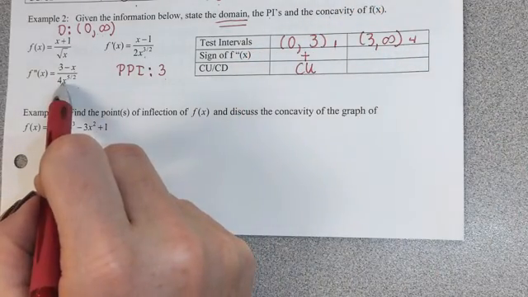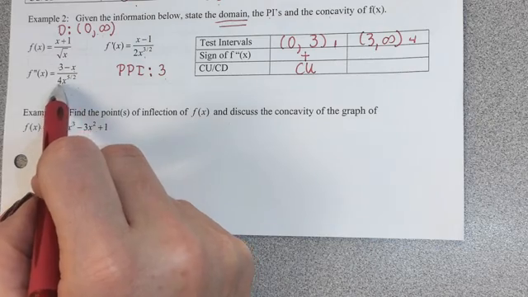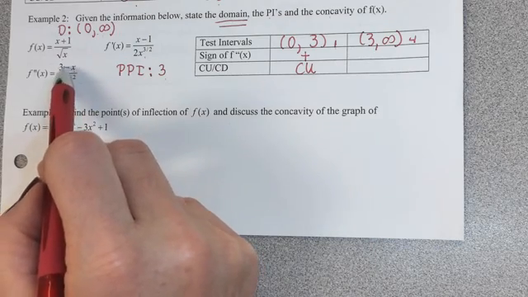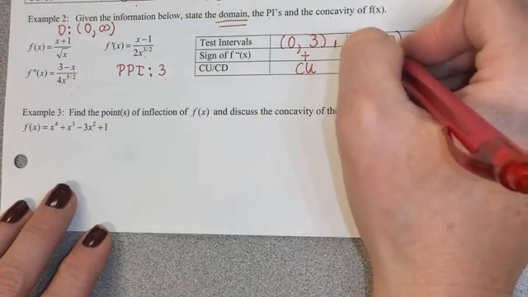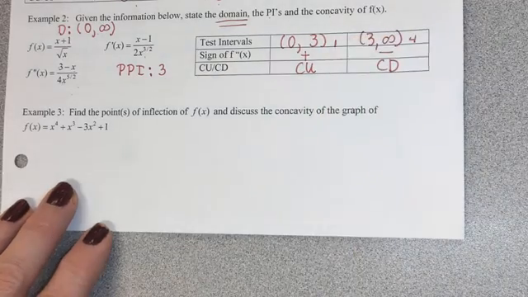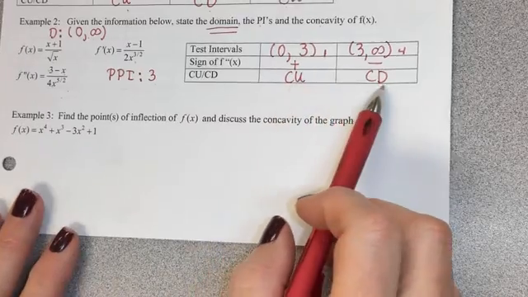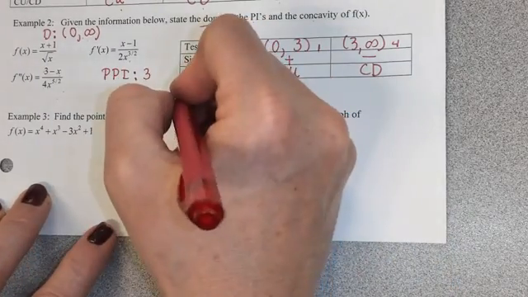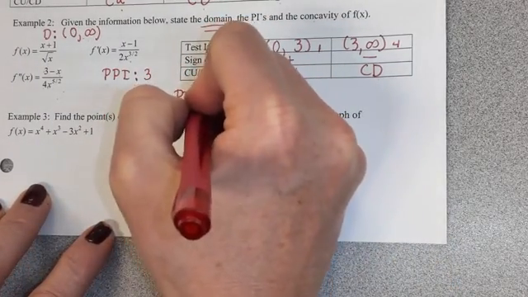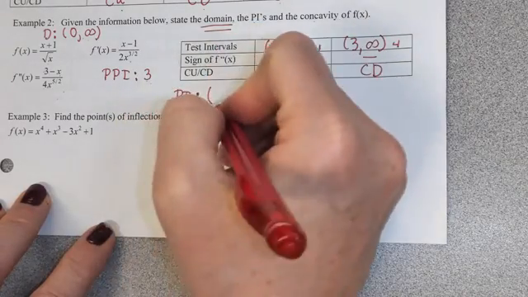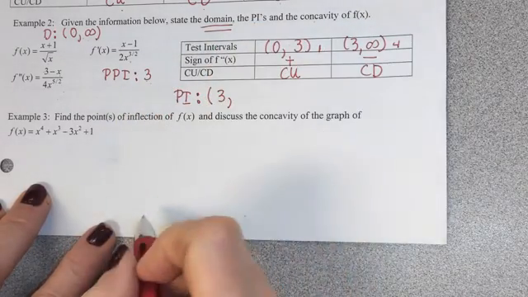4, square root of 4 is 2, to the 5th is 32 times 4. That's going to be positive. 3 minus 4, though, is negative. So that's going to be concave down. So if we go from being concave up to being concave down, that proves that we do have a point of inflection at the possible point of inflection of 3.